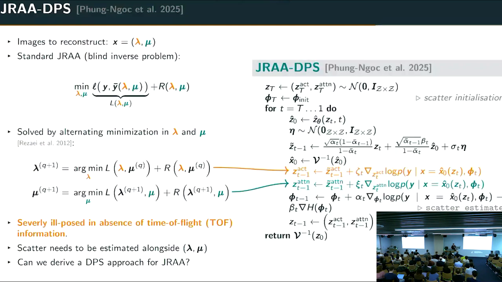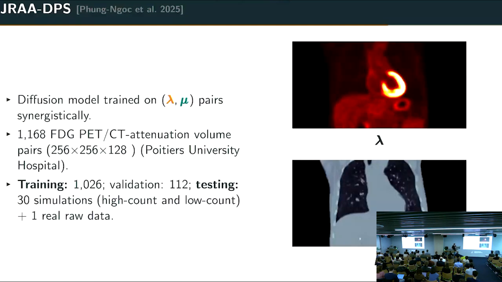In this method we use a diffusion model for the activity and one for the attenuation, and the diffusion model was trained simultaneously for activity and attenuation, so the reconstruction is synergistic. And we also added a scatter update here, so we use a parametric model that depends on some parameter phi that is updated at each iteration. And at the end, we perform the inverse Fourier transform and we retrieve the images. So here I'll show some results on simulated data and also patient data.